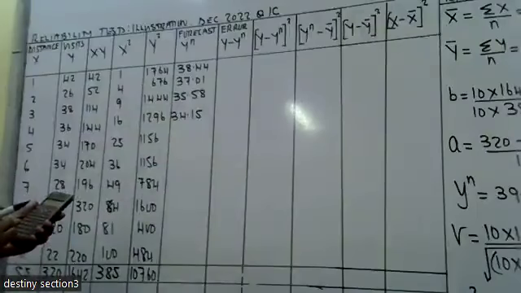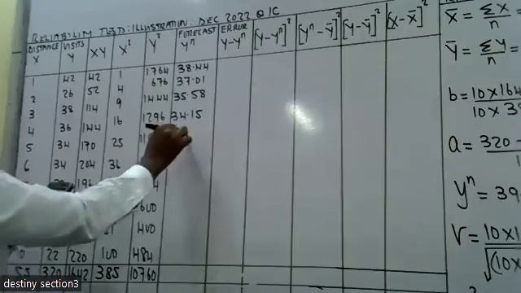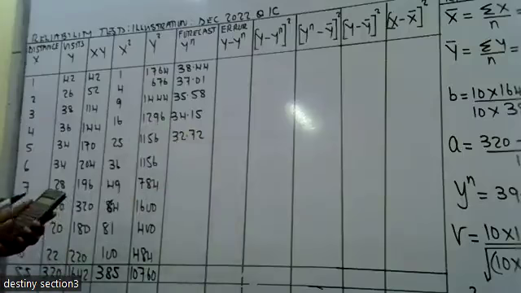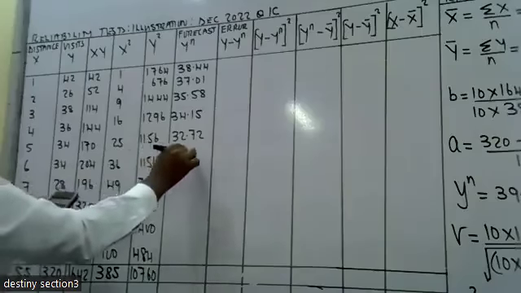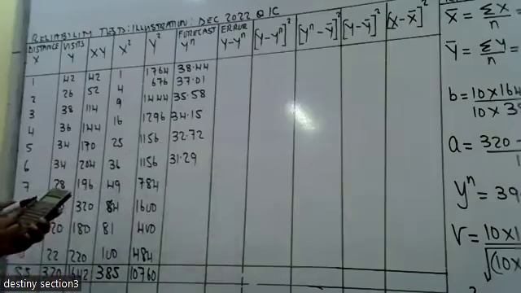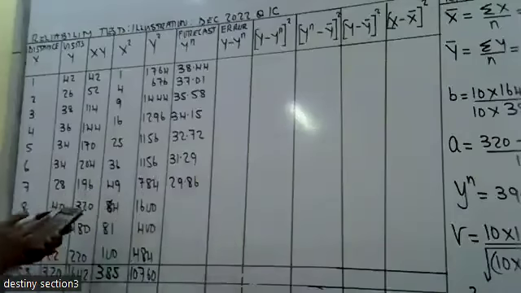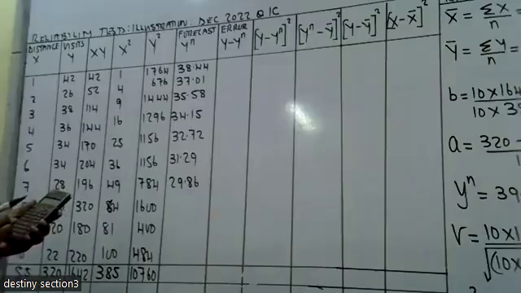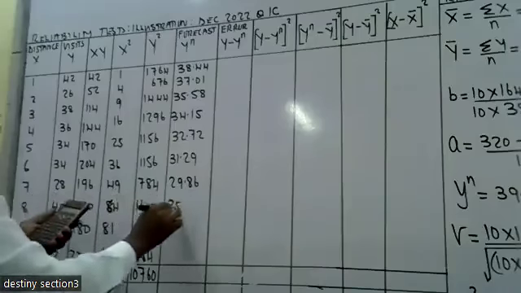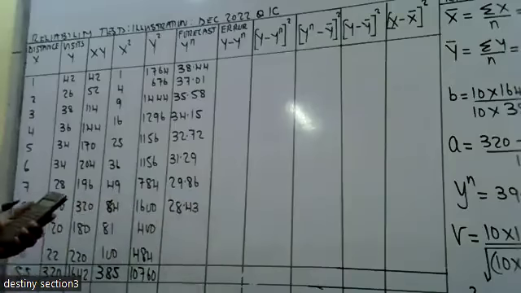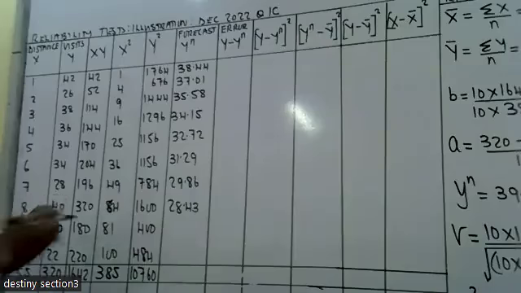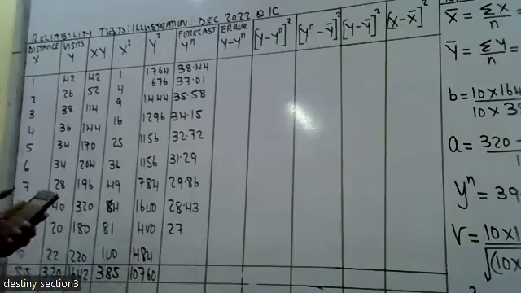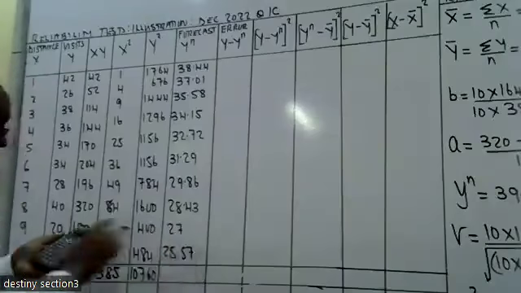39.87 minus 1.43 times 5 is 32.72. 39.87 minus 1.43 times 6 is 31.29. 39.87 minus 1.43 times 7 is 29.86. 39.87 minus 1.43 times 8 is 28.43. 39.87 minus 1.43 times 9 is 27. 39.87 minus 1.43 times 10 is 25.57.